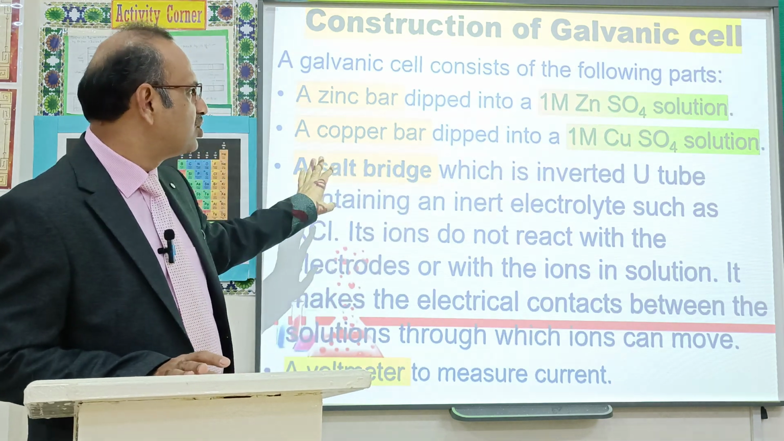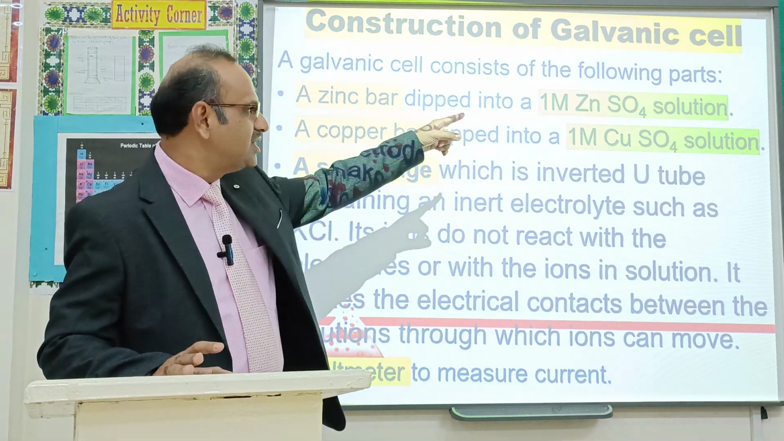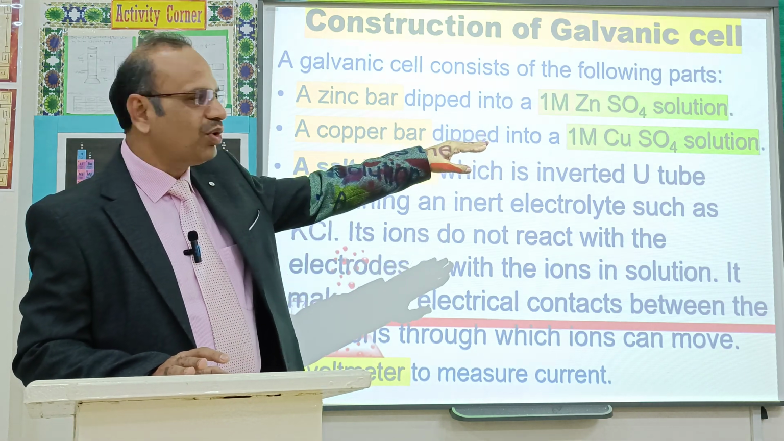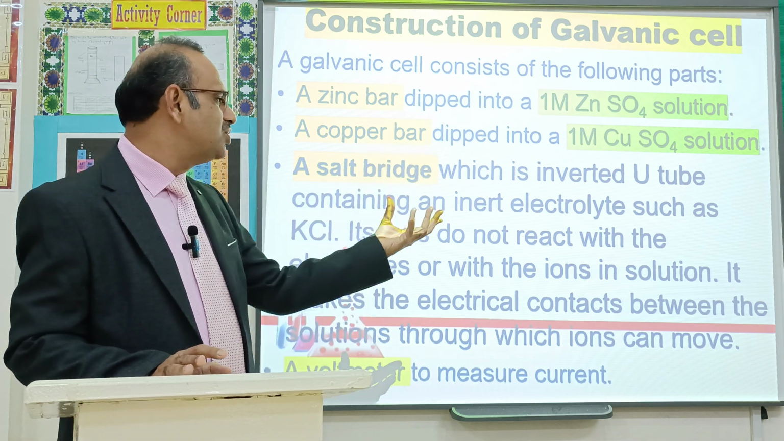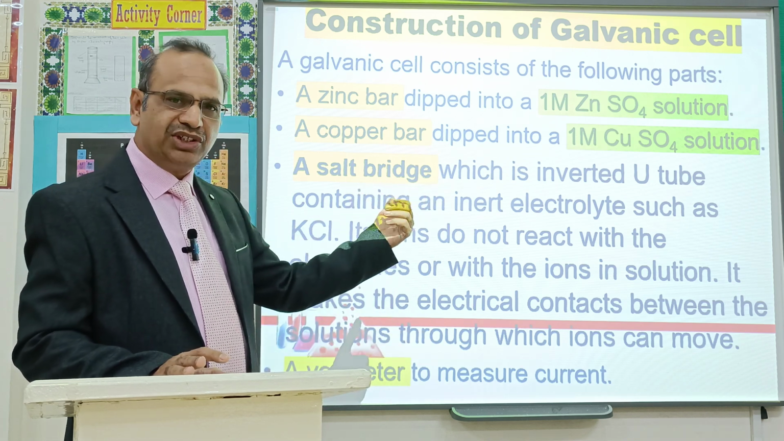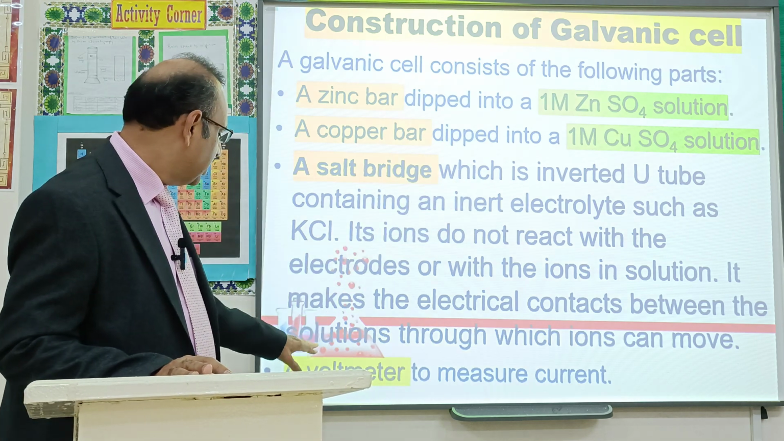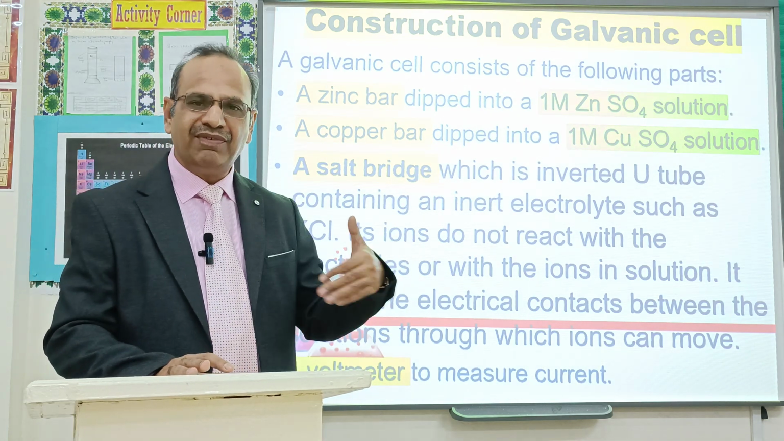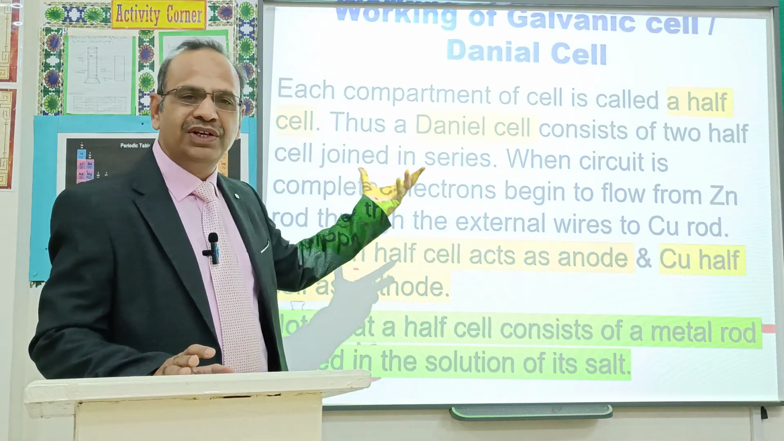More about the construction of the galvanic cell, I already explained to you. A galvanic cell consists of a zinc bar that is dipped in a 1 molar zinc sulfate solution, a copper bar that is dipped in a 1 molar copper sulfate solution, and an important salt bridge, which is a U-shaped tube that maintains the neutrality between these two. It provides the connection between these two halves, and it also maintains the neutrality of the cell. At the end, it should be connected with a voltmeter, which tells us how much current it will provide.